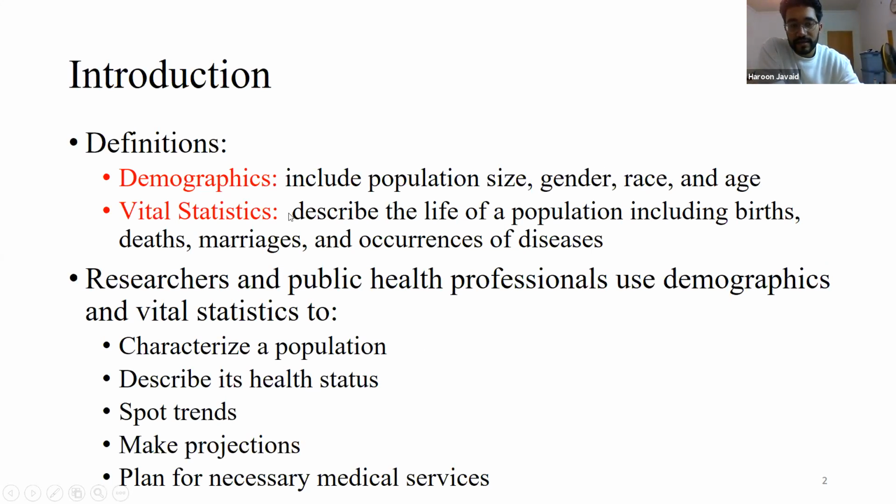Vital statistics are basically used to describe the life of a population. So it includes stuff like births, deaths, marriages, occurrences of disease. You just need to know the definition. And you need to know that vital statistics are used to make analysis or spot results in something.